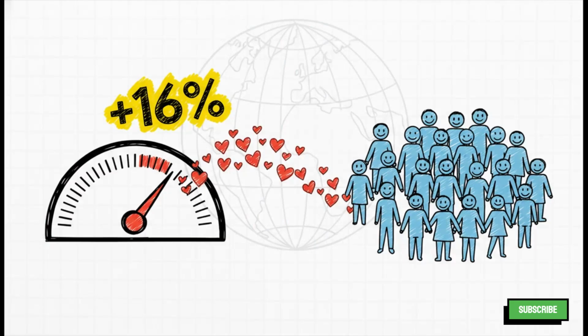And when economists looked at data from tons of countries, they found that, all other things being equal, switching to a presumed consent model boosts donation rates by about 16%. Now, that might not sound like a crazy number, but in the real world, it translates directly into thousands of extra lives saved every single year.